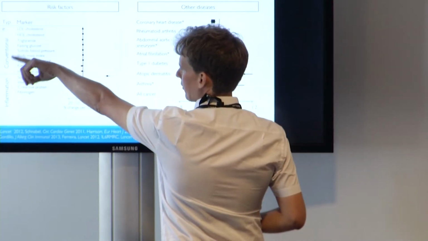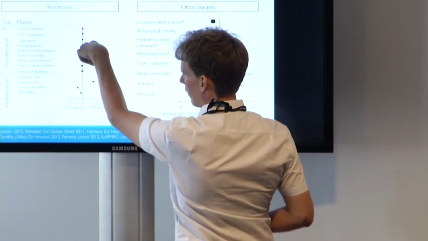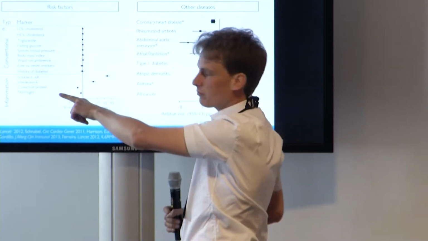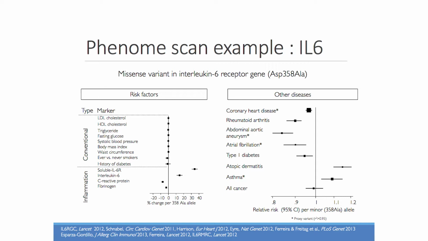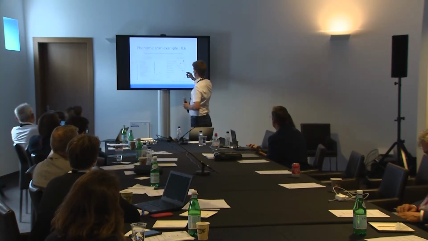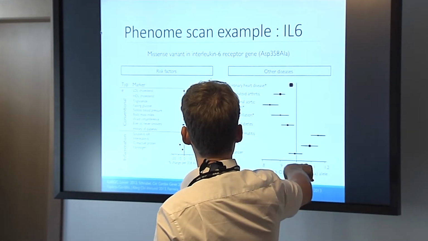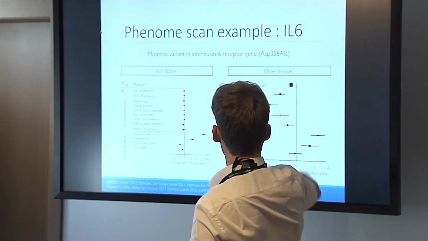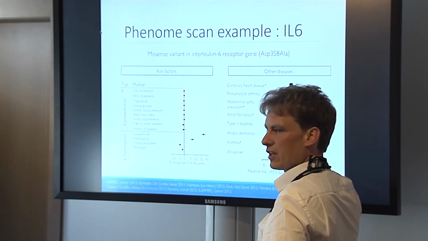Conventional risk factors are not associated with this particular SNP. But inflammatory factors, for example soluble IL-6R and interleukin-6, which we took as an example, change for each extra copy of the minor allele of this variant. The more copies you get, the higher the soluble IL-6R and interleukin-6 levels, but the lower the C-reactive protein and fibrinogen levels. The same lookup also tells you that for the minor allele, risk decreases for coronary heart disease and rheumatoid arthritis, but interestingly, it also increases for asthma.